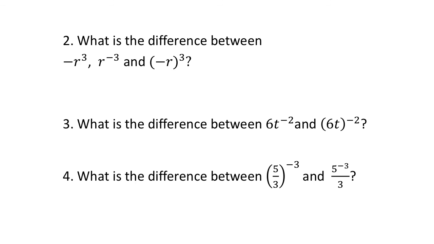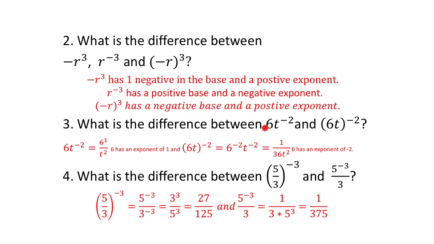Number 3, though, this is a good one. So on number 3, we get 6 times t to the power of negative 2, and in parentheses, 6t to the power of negative 2. Remember that on this one right here, the 6 actually has an exponent of positive 1, where it's just the base t that has the exponent of negative 2. Now, if they're both in parentheses, then yes, the negative 2 would apply to both, which is going to flip both.